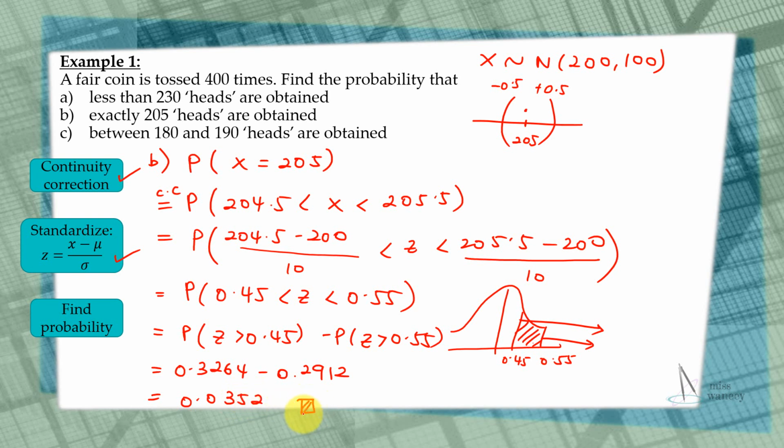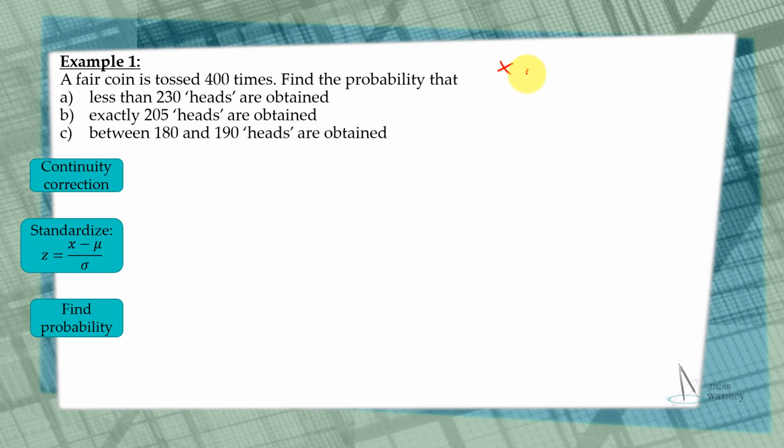Okay, so let us proceed to C. Okay, so X is a normal distribution with 200, 100. Okay, so between 180 and 190 heads are obtained. So for C, we are looking at the probability for X in between. In between, we don't have any equal sign unless we have the word inclusive. So in between 180 and 190. So let me change this one into the equal sign.